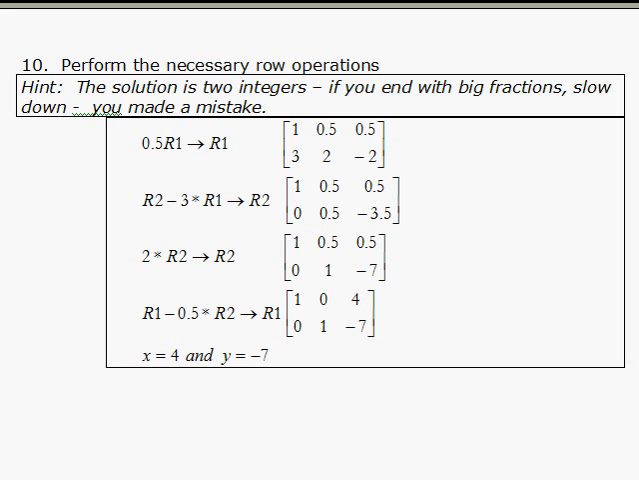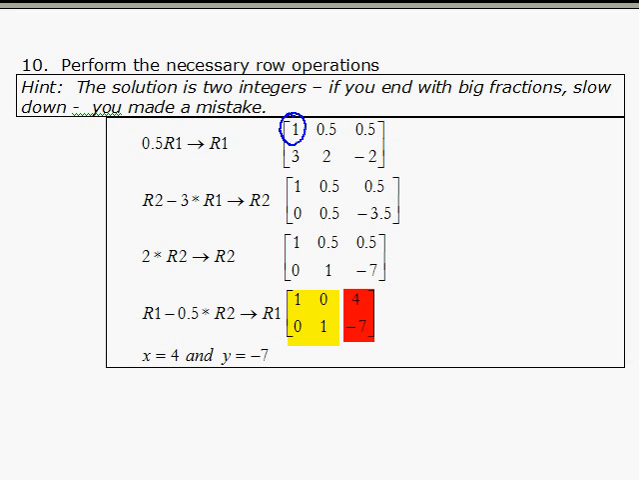Now you have to do the row operations that will give you Gauss-Jordan. With Gauss-Jordan elimination, you end up with this identity matrix for the coefficient matrix, and the solution vector is now the solution for your x and y. To get there, you follow the procedure of Gauss-Jordan. First, you create a 1 here.